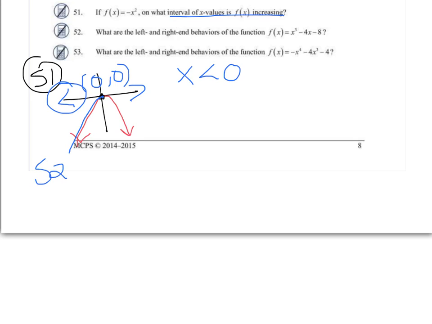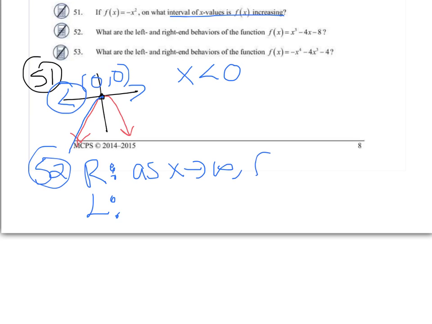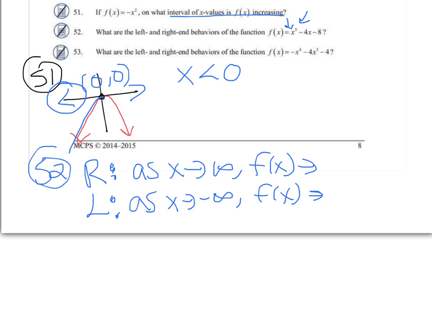Okay, for 52, we have right end behavior and left end behavior. As x goes to infinity, f of x goes to, and then for left, as x goes to negative infinity. So since 52 is an odd degree, positive leading coefficient, I'm going to base that off of the graph y equals x. So as we go to the right, y goes to infinity, and as we go to the left, y goes to negative infinity.